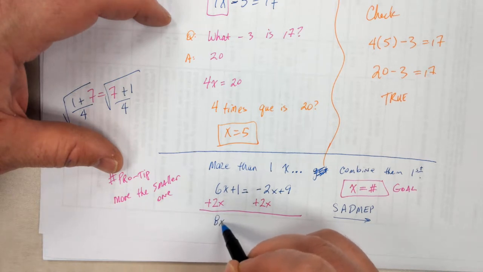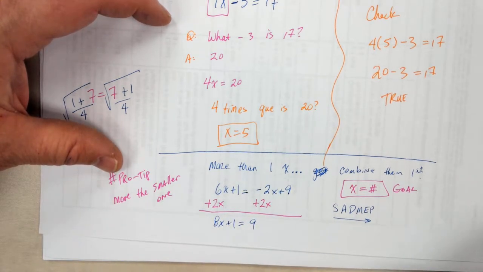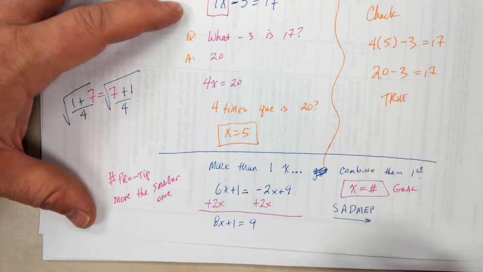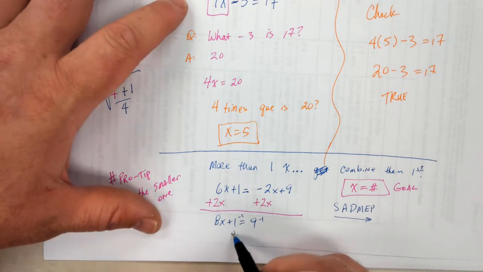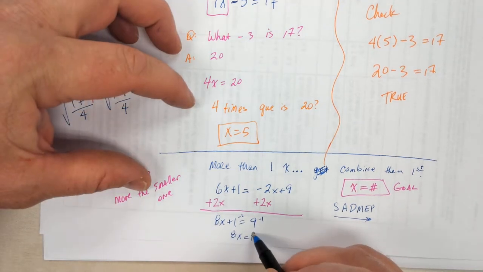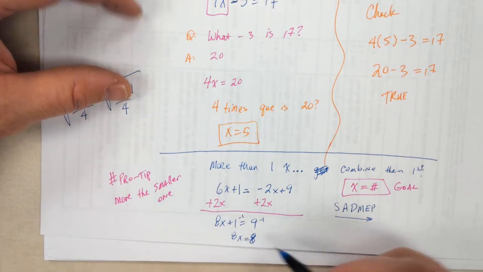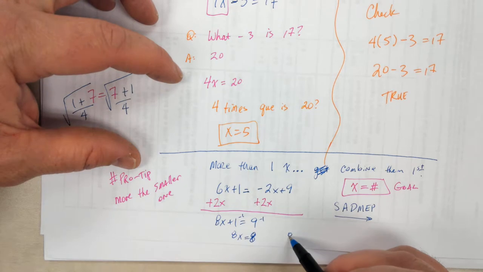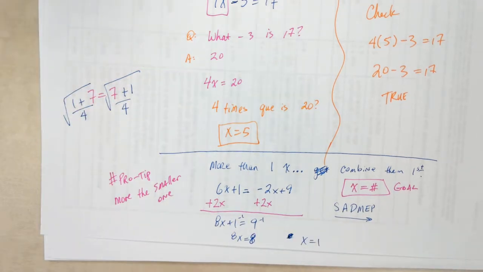This is 8x plus 1 equals 9. This answer is going to be a fraction. That's okay. Subtract 1 from both sides, right? I like to do it that way better. Oh, no, I take it back. It's not going to be a fraction. I wrote down 1. The answer is 1. So 8 times what is 8? x is equal to 1. We doing good?